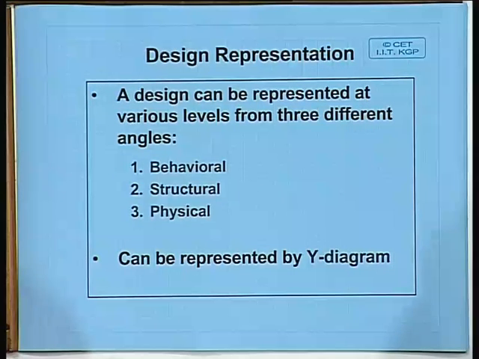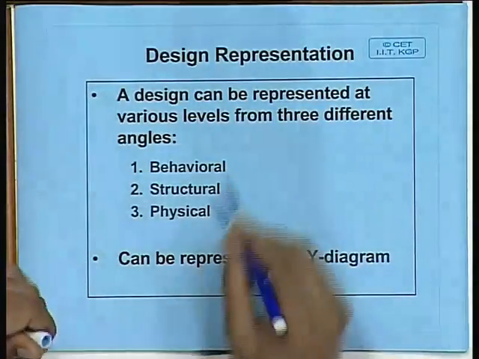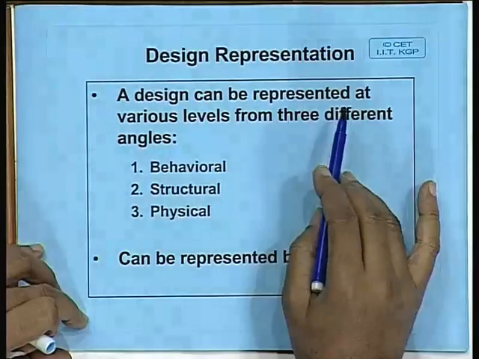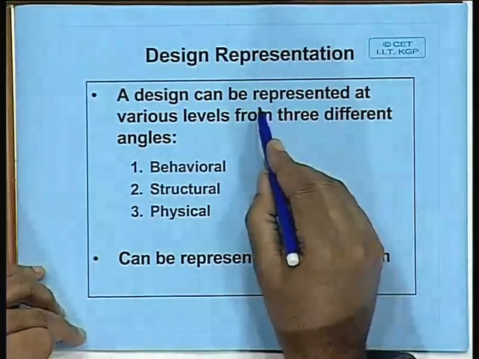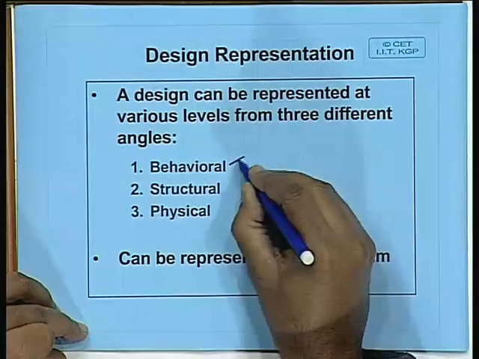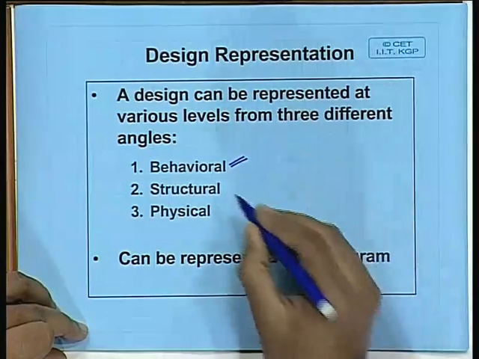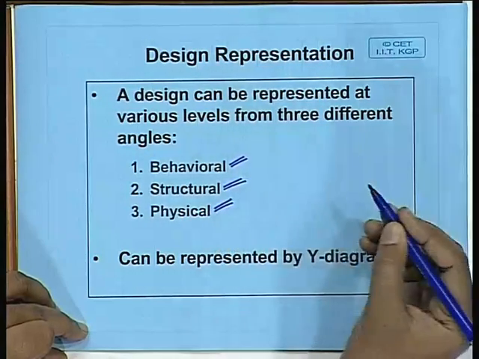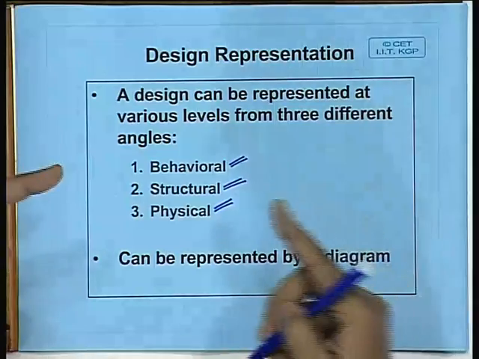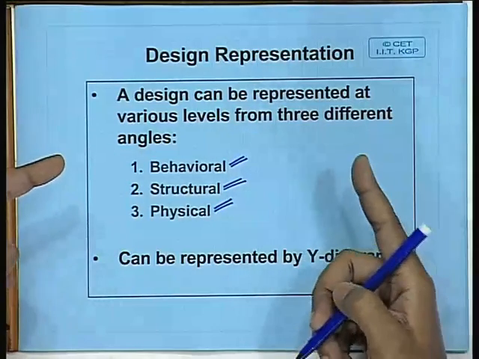See, this design may be at the behavioral level, it can be at the structural level, it can be at the logic level, it can be even at the layout level. But at whatever level you are, a design can be represented at 3 different levels of abstraction. You can view a design from the point of view of its behavior, its structure, and its physical implementation. There are 3 different views you have in order to look at a design.